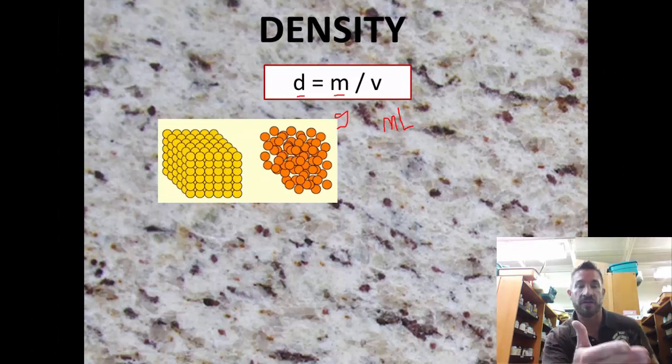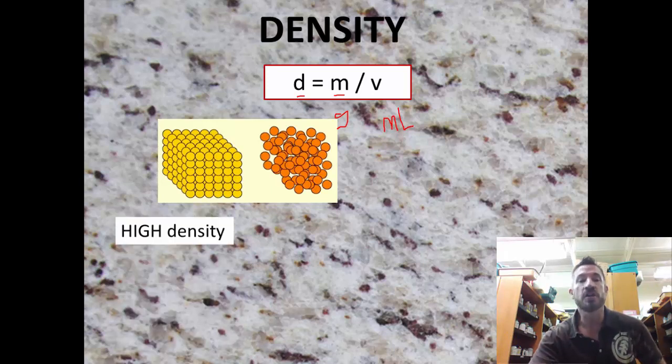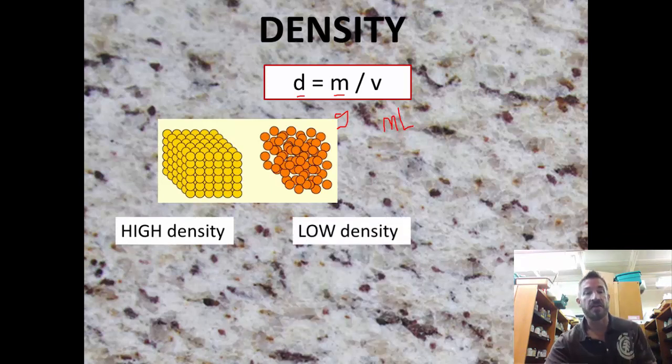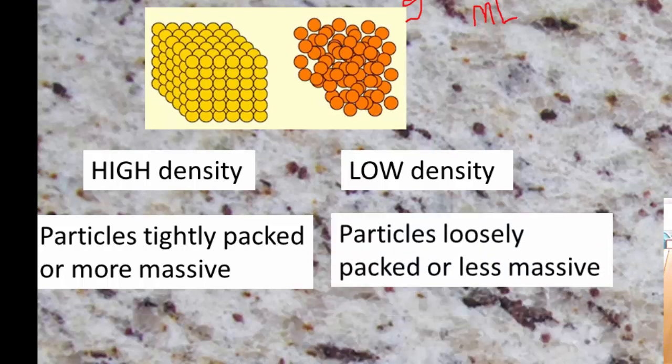Well, let's look at, we have one material on the left, which we would consider dense, one material on the right, which we would consider not as dense. So in general, things that have a high density are very tightly packed, and things that have a low density are not very tightly packed. In high density materials, the particles are tightly packed, or the particles themselves are more massive. If things have a low density, the particles are loosely packed, or the particles themselves are less massive.